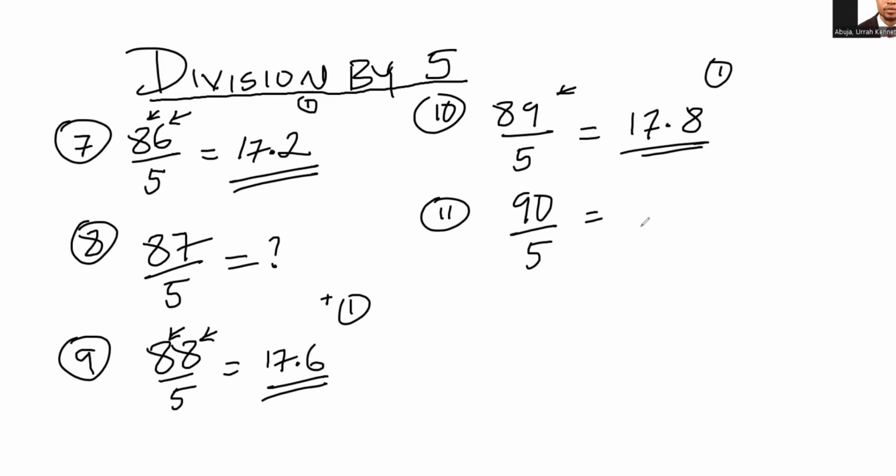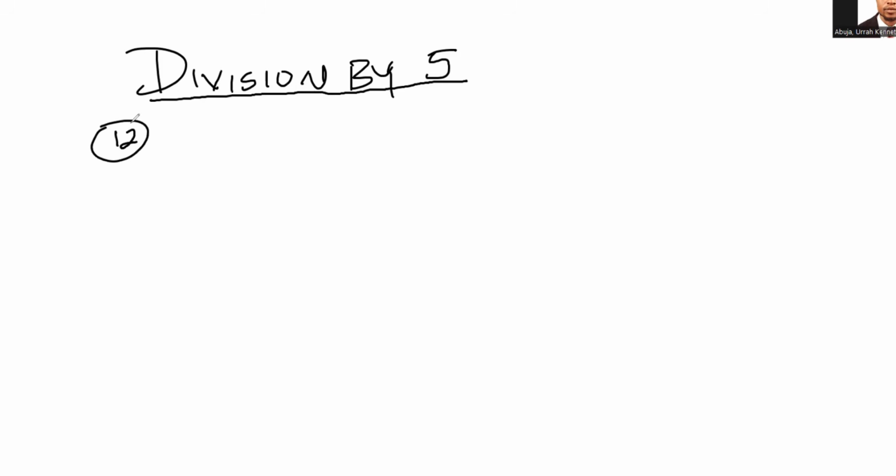90 divided by 5. Now for 90 divided by 5, we're also striking out 0 here, and we add 9 to itself. 9 plus 9 is 18. So our answer is what? Basically 18. So our 12 now, but 12 is 91 divided by 5. So if 90 divided by 5 was 18, right? 91 divided by 5 would be what? 18.2, right? Good.